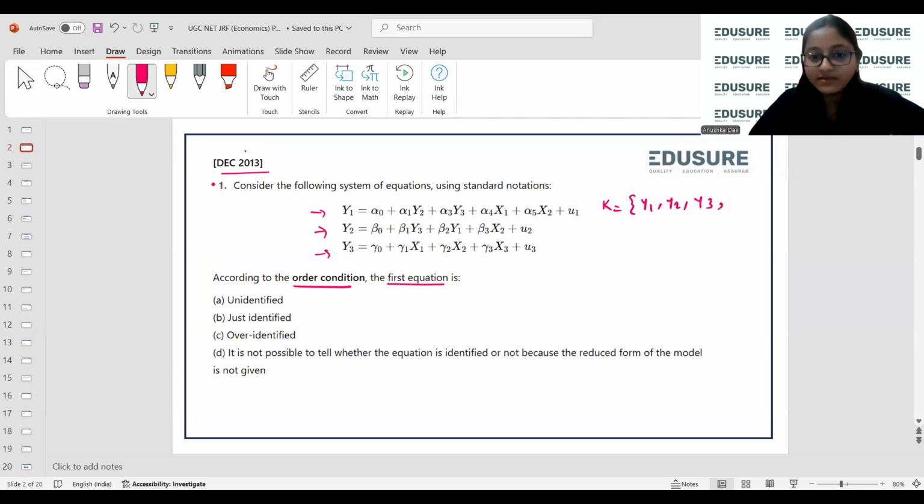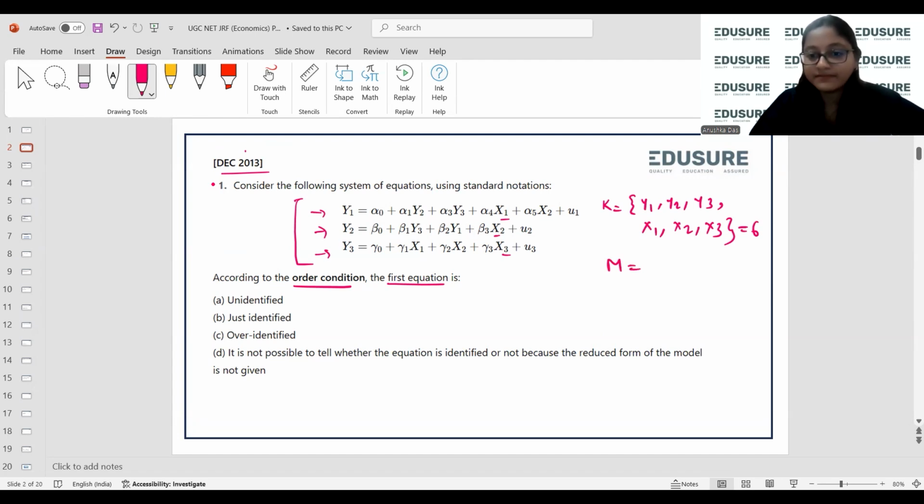What are the exogenous variables? Here you have x1, here you have x2, here you have x3. Anything else? Just check, there will be no others. So K is the total number of endogenous and exogenous variables in all these three equations of your model. This will come out to be 6. So the value of K is 6. So the first variable is done.